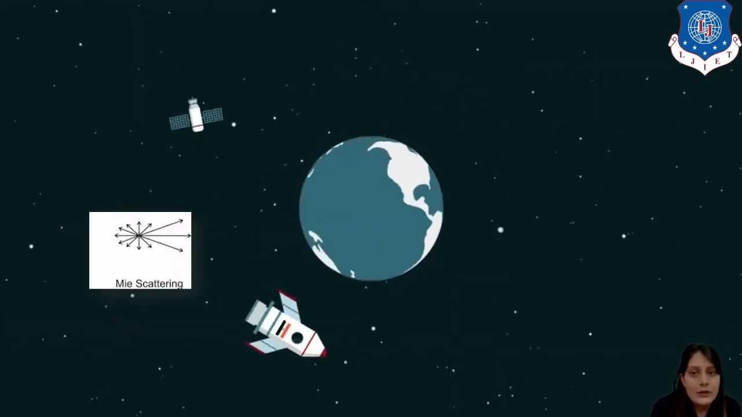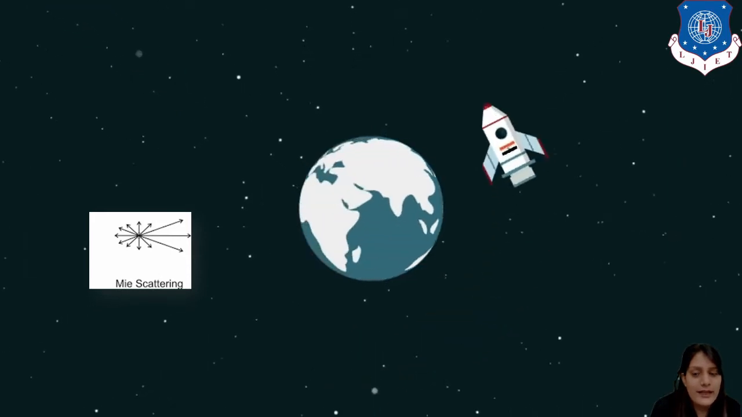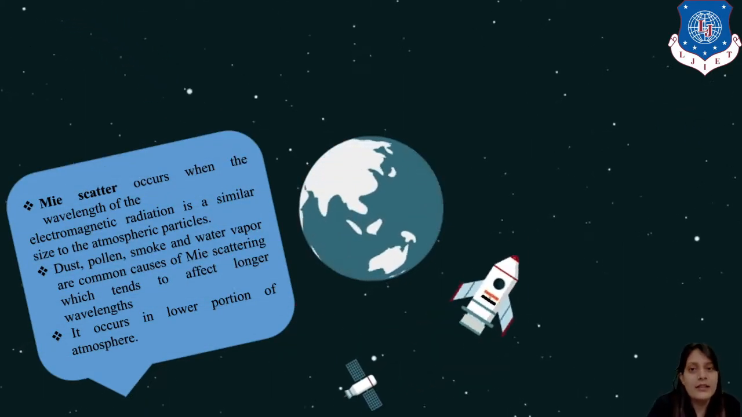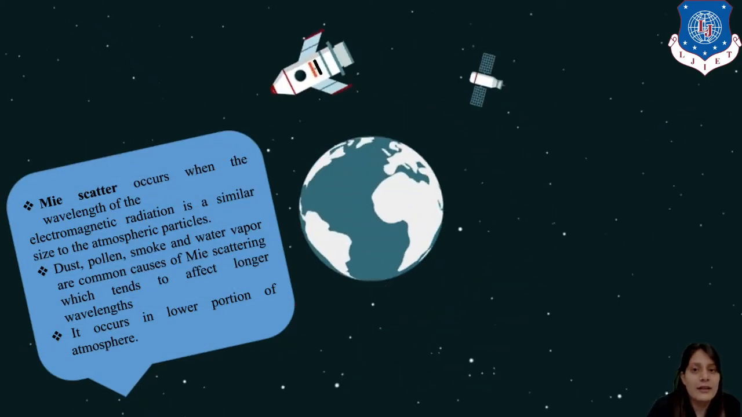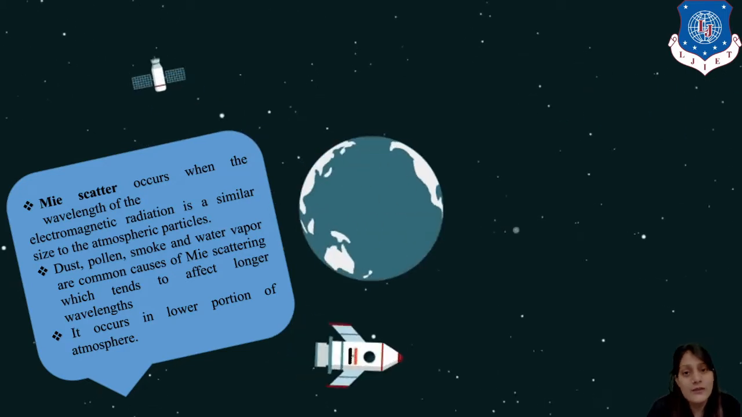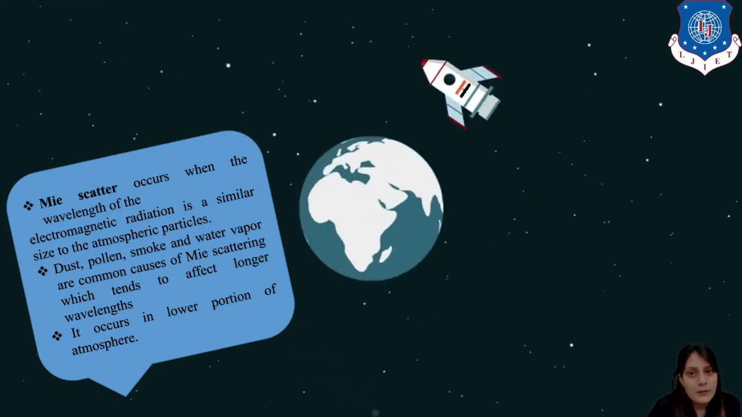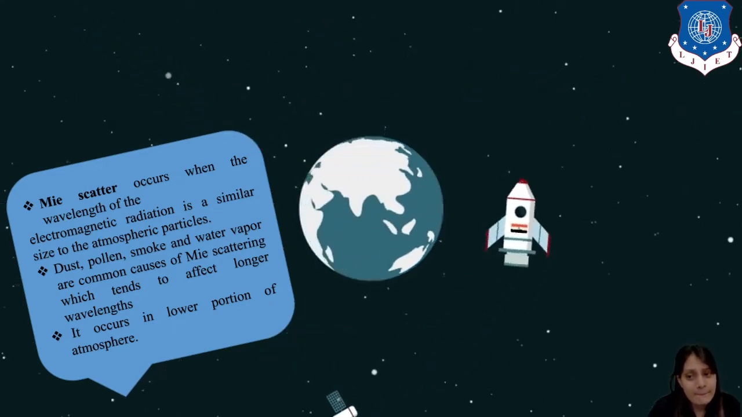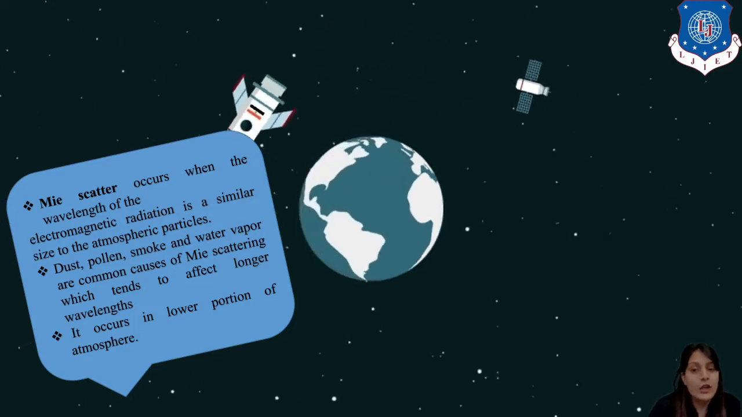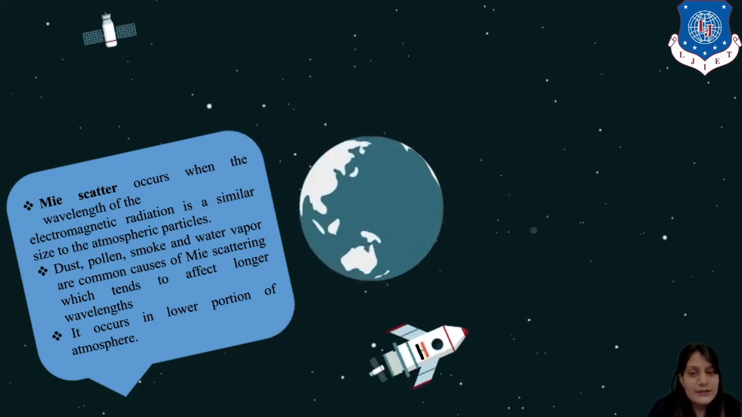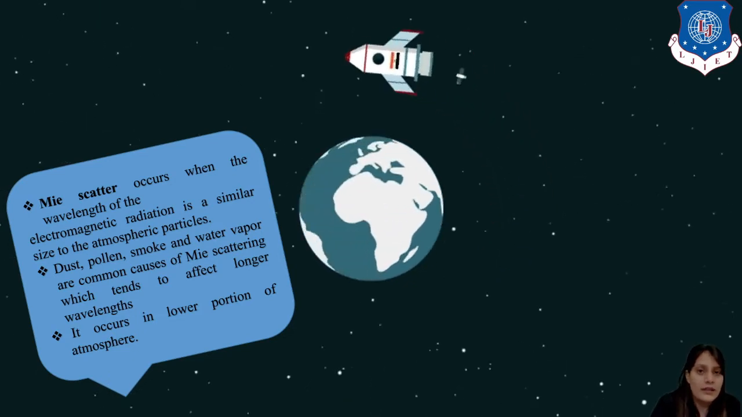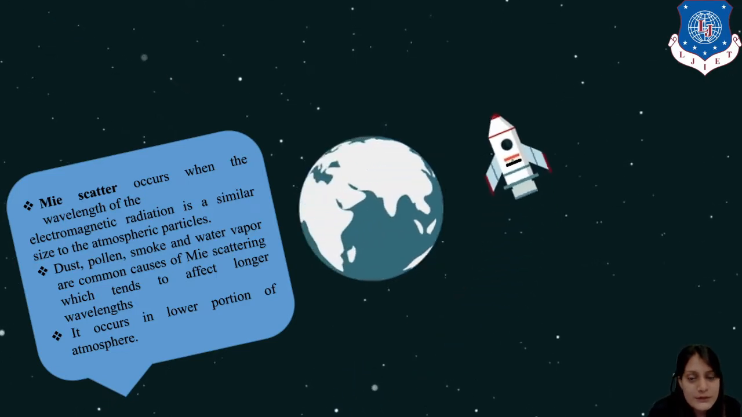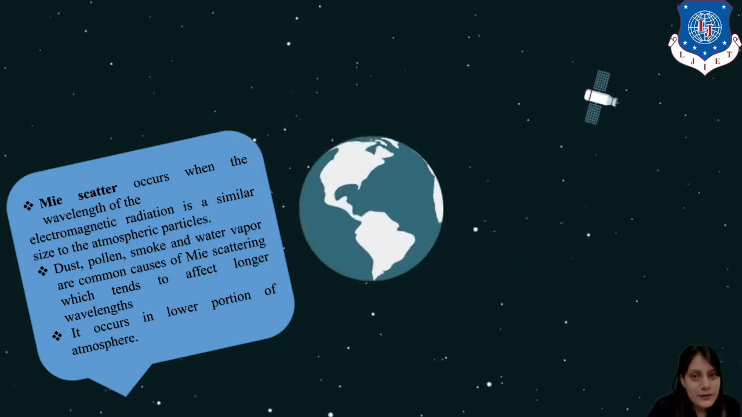Now, coming to Mie scattering. Look at this. What is Mie scattering? Look at the image, you can see, right? Let's discuss that in detail. It occurs when the wavelength of electromagnetic radiation is similar to the size of the atmospheric particle. Dust, pollen, smoke, water vapor are the common causes of Mie scattering, right? It tends to affect longer wavelengths. It occurs in the lower portion of the atmosphere. So this is known as Mie scattering.